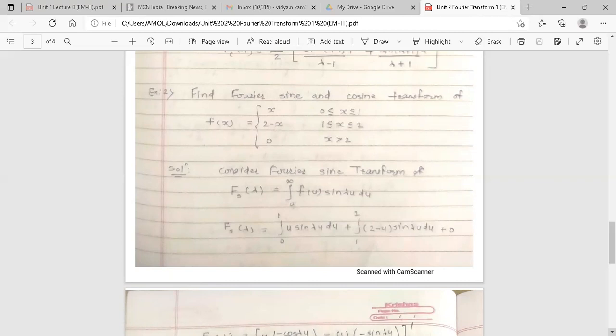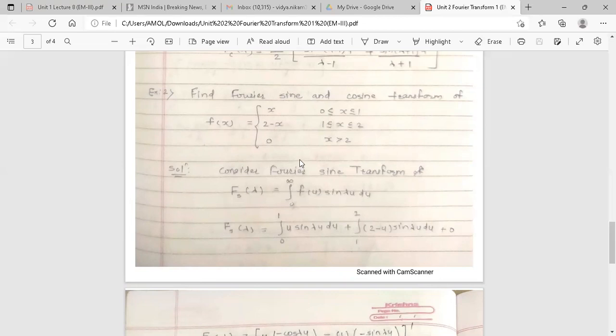Now we are going to find the sine and cosine transform for the function. We are going to find both the transforms. So first, the Fourier sine transform, and the formula is F_s(lambda), with suffix s for sine transform, equal to the integration from 0 to infinity of f(u) sin(lambda u) du.